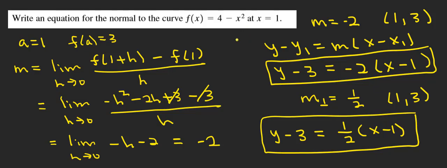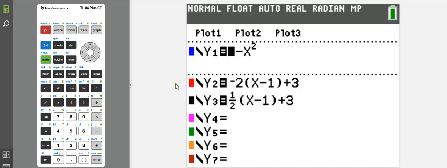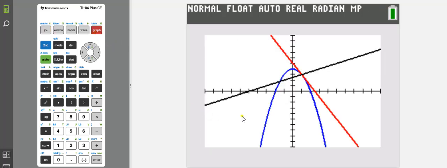Now let's graph f of x and these two lines and see what happens. Using the TI-84, I put y1 as the function. I have the equation of the tangent line, and I have the equation of the normal line at x equals 1. So let's see what happens as we graph. As you graph, it doesn't look perpendicular. This is the tangent line and the normal line.